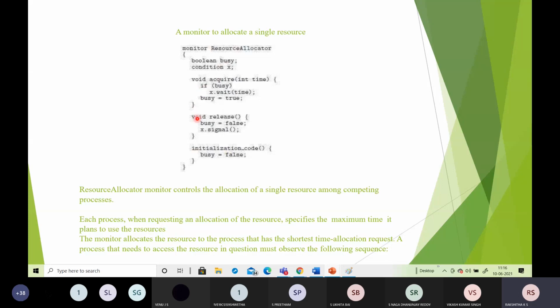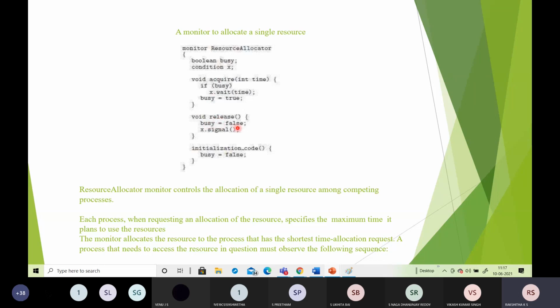Then if it is done, it is going to call the release method. So what is that release method? Busy is equal to false. Where if busy is equal to true, then the process has to wait there. Here, void release: it has already done the task and it is now releasing.